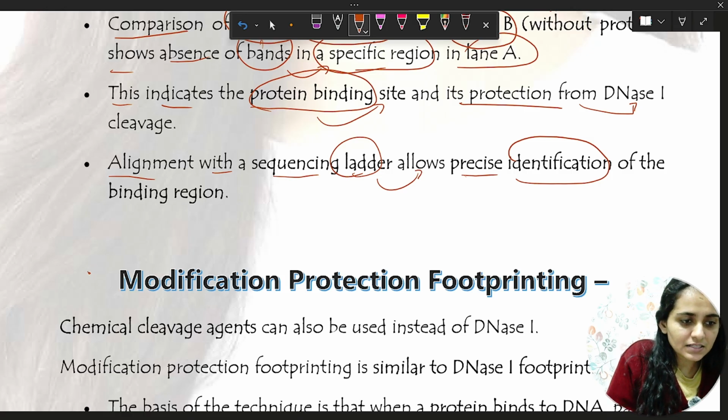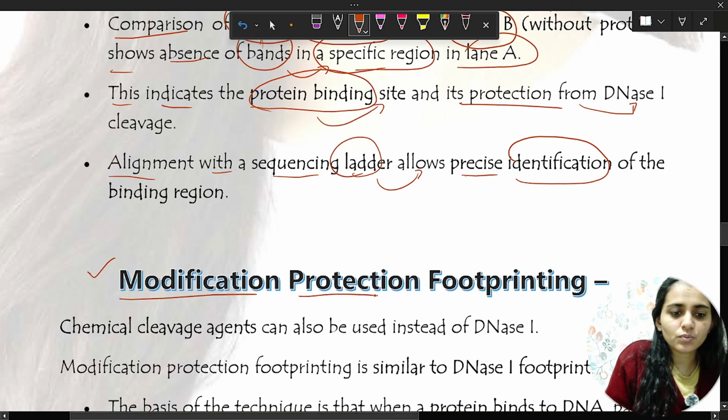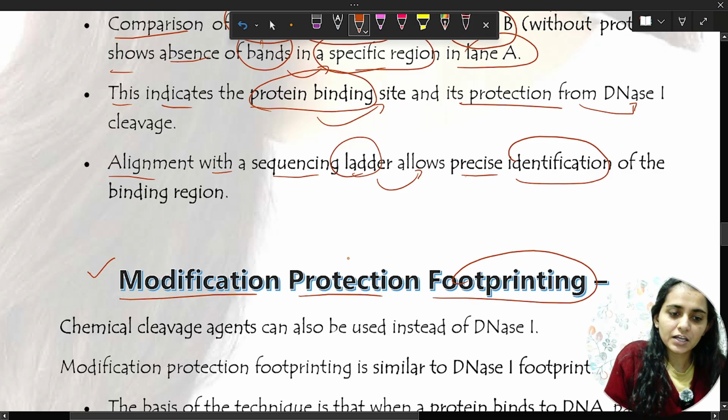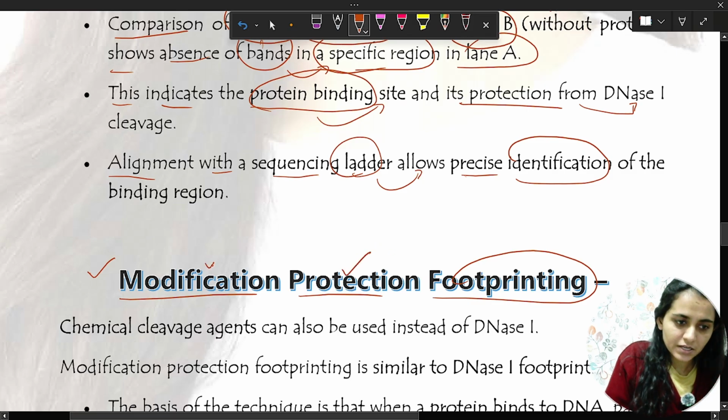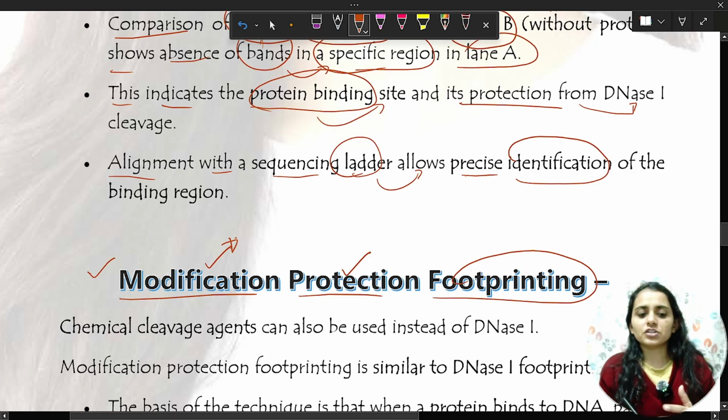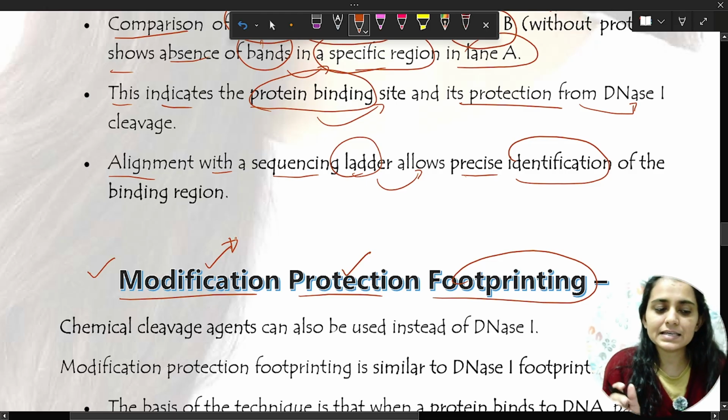In the next class, we will see modification protection footprinting. It is a protection type of footprinting, but now with modification. How we are modifying, we'll see in the next class.